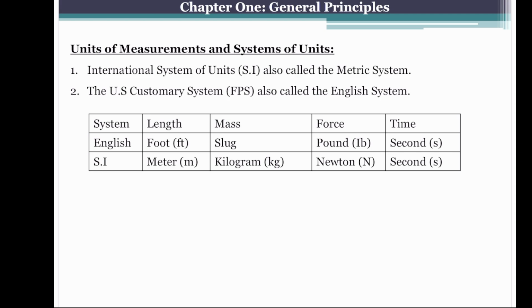In this table you can see the difference between each of the two systems in terms of the basic quantities, which are the length, mass, and time. Also, there's the force here as well, but in fact the force is a derived quantity, and this is not a basic quantity. We will talk about that in just a second. So you can see that for the length, it's foot in the English versus meters in the SI. For the mass, slug versus kilogram. And for the time, it's the same in both systems of units.